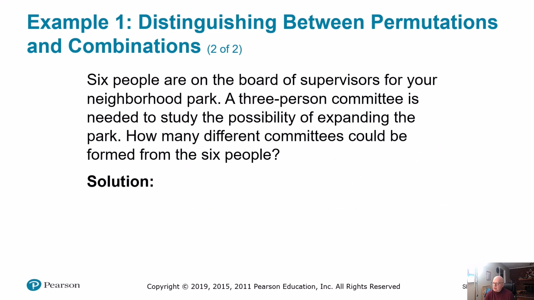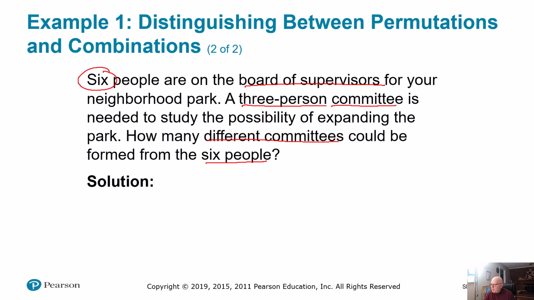Next, let's try this one. Again, we've got 6 people just as in the last example, but it's a little bit different. There's 6 people on the board of supervisors, and you're going to have a 3-person committee from that board of supervisors. How many different committees can you form using 6 people? Well, the first thing you want to ask yourself is, does order matter? Well, it doesn't look like it because either you're on the committee or you're not, right?